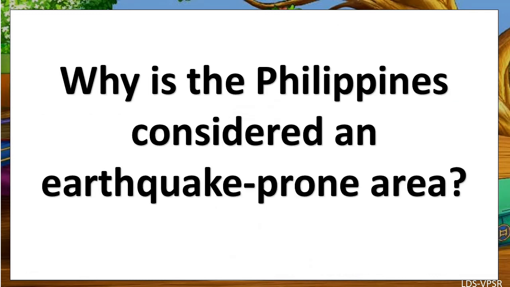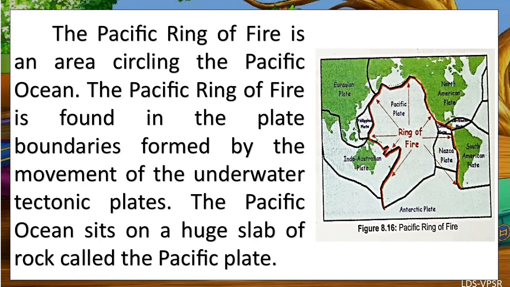Why is the Philippines considered an earthquake-prone area? The Pacific Ring of Fire is an area circling the Pacific Ocean. The Pacific Ring of Fire is found in the plate boundaries formed by the movement of the underwater tectonic plates. The Pacific Ocean sits on a huge slab of rock called the Pacific Plate.